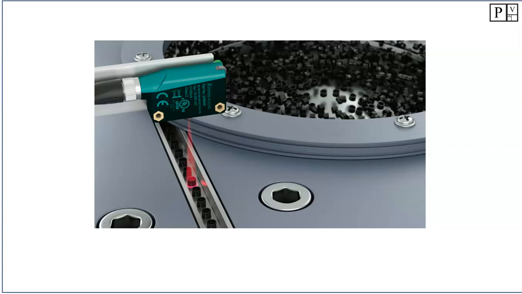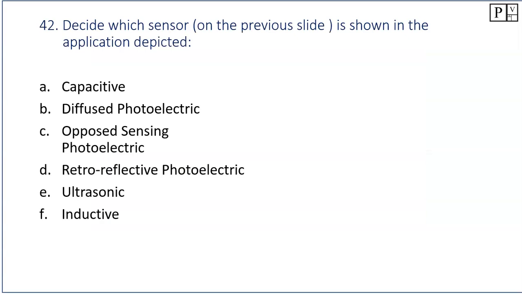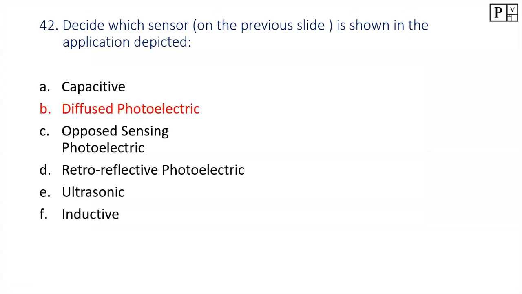Remember that these guys could be going past so fast that we can't even see them. Remember that this switch is a transistor. It can switch thousands of times a second. Okay, so that one there is again a diffuse photoelectric sensor.